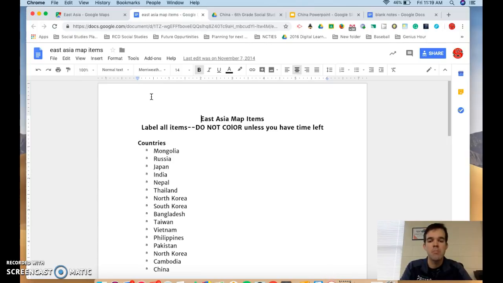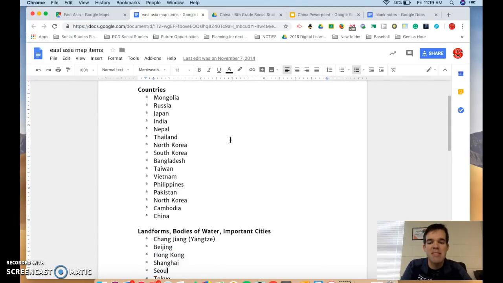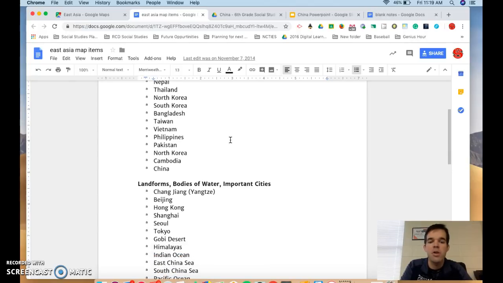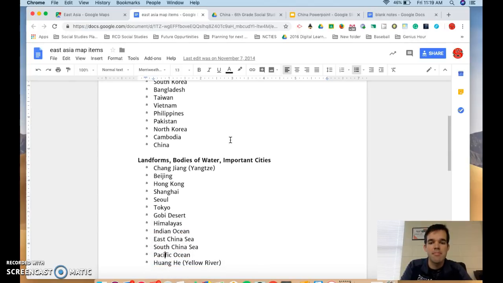For the remainder of class today, you are going to go to Google Classroom and you're going to see this sheet. This sheet says East Asia Map Items. At the top are countries. It says label all items. Do not color unless you have time left. Countries. And then at the bottom it says landforms, bodies of water, and important cities.